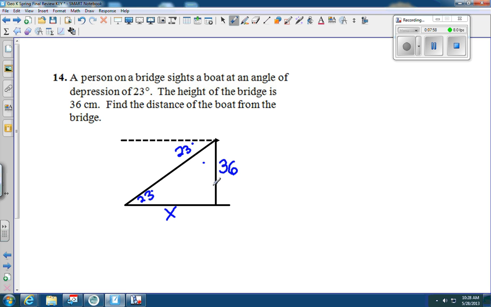So again, I have opposite over adjacent, so I have tangent of 23 equals 36 over x. So cross multiply and divide, and I get x equals 36 divided by tangent of 23. Plug that in your calculator, and you should get 84.8.